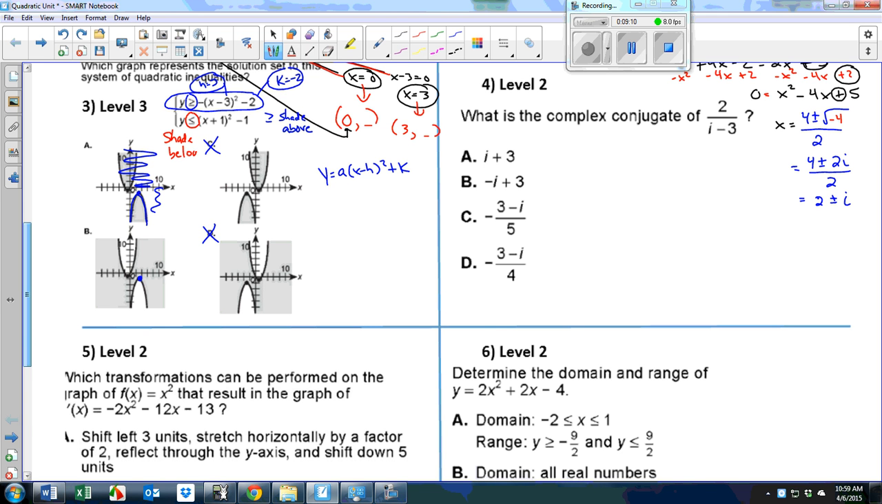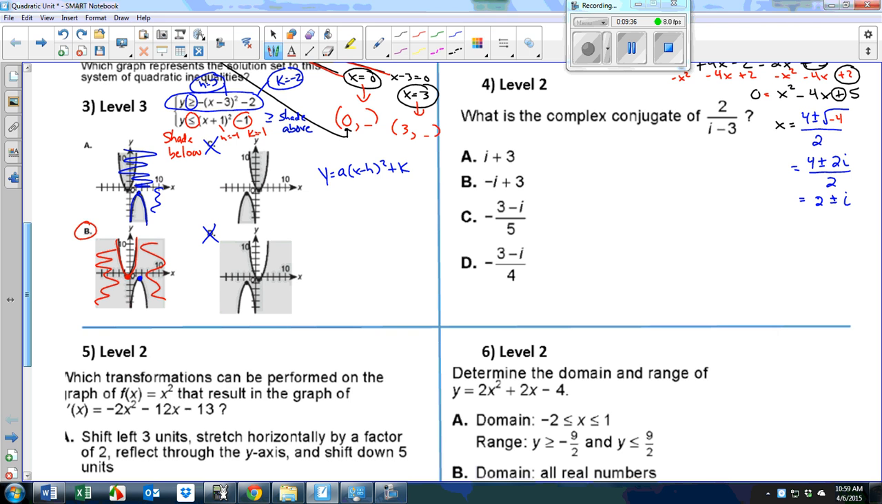So, let's confirm the vertex. H is negative 1, K is negative 1. So yeah, negative 1 matches that parabola. And it's shade below, so shade below the red would be down here. So it's going to be answer B. The shading overlaps. Above the blue, below the red, it's going to overlap in that kind of horseshoe, or that H-looking shape, if you will.